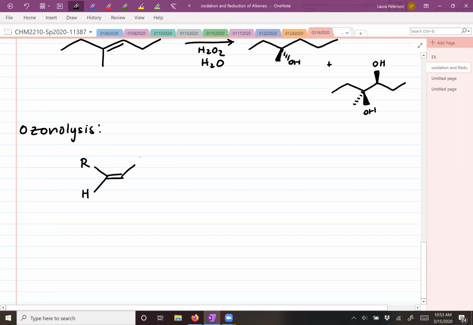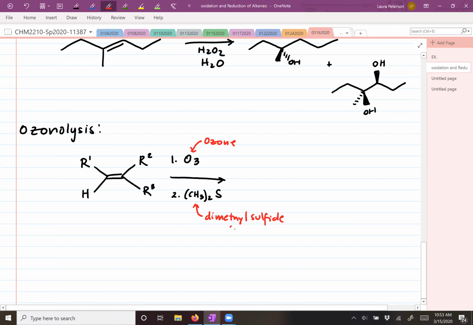Okay, so here's our alkene, and I'm going to try to indicate that each one of these R groups is different. So we'll have R1, R2, and R3. Okay, so the reagents for this reaction, it's a net 2-step reaction where we have ozone, and then we have a molecule called dimethyl sulfide, (CH3)2S. So here is ozone, and then this is dimethyl sulfide. And you might see this abbreviated as DMS.